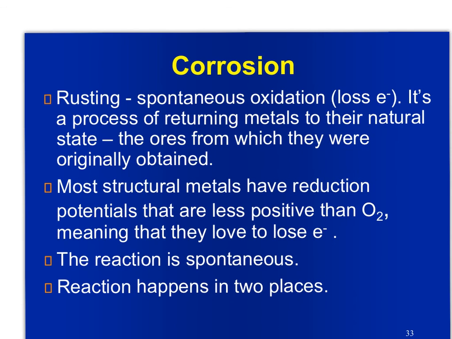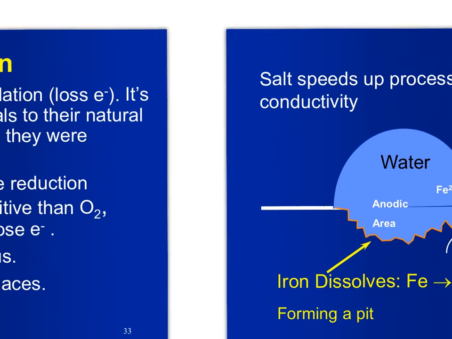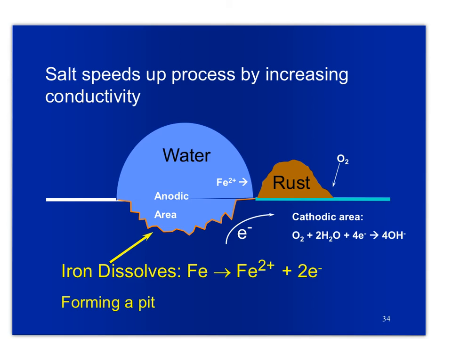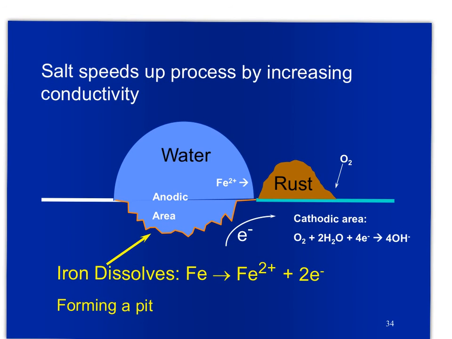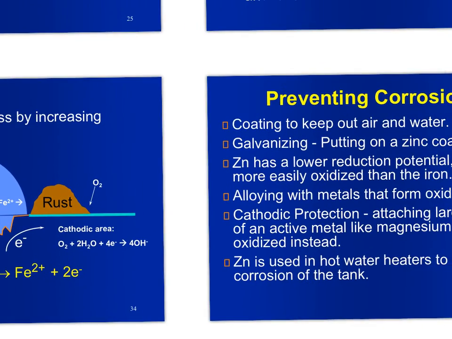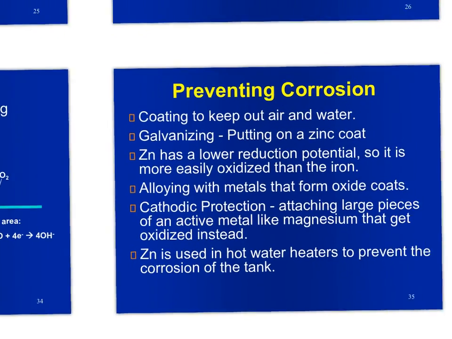The reaction is spontaneous, and it happens in two places. Salt can speed up this process by increasing conductivity. Salt on the roads in the winter, for example in the Midwest, means those cars tend to rust more than our cars do. So how could you prevent corrosion?